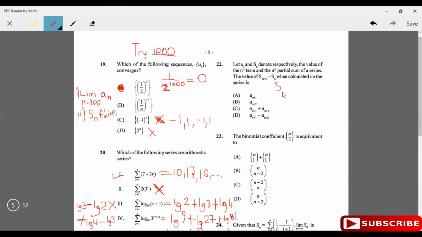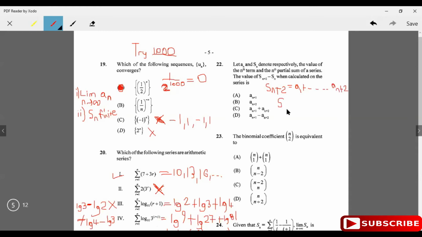Sn is the sum of the first n terms, so Sn is A1 plus A2 plus A3 and onward up to An. Then Sn plus 2 is the sum of the first n plus 2 terms, so it goes from A1 straight up to An plus 2. When you subtract them, A1, A2, A3 and so on up to An will cancel.